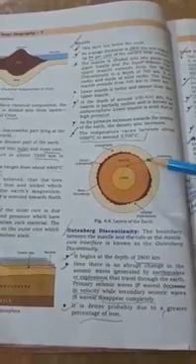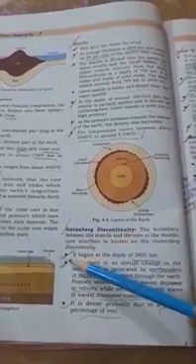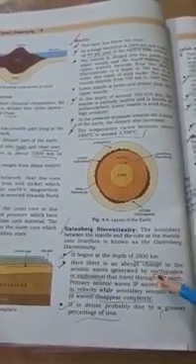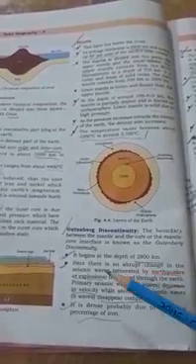Now let's focus on some of the facts related to Gutenberg discontinuity. The first one, it begins at the depth of 2800 km. Secondly, there is an abrupt change in the seismic waves, and these seismic waves are generated by earthquakes or explosions that travel through the earth.